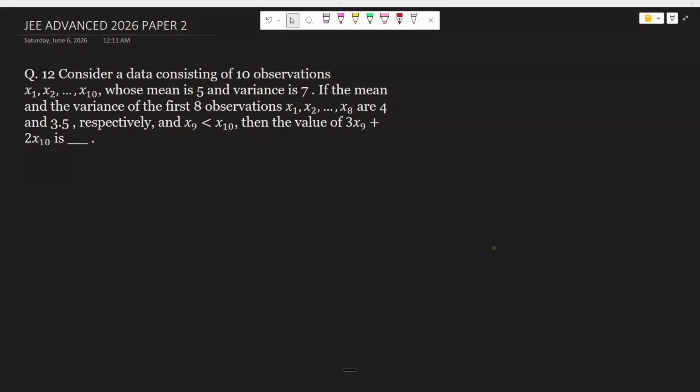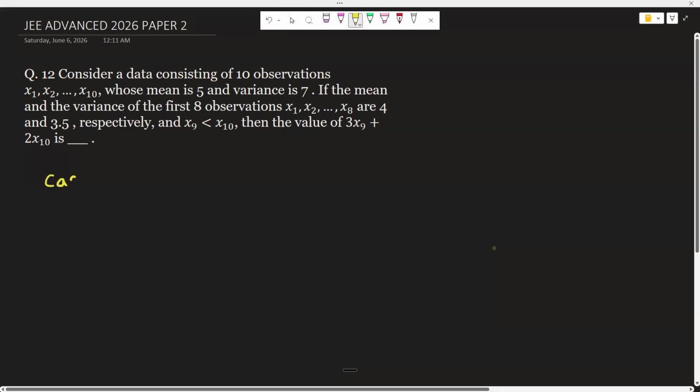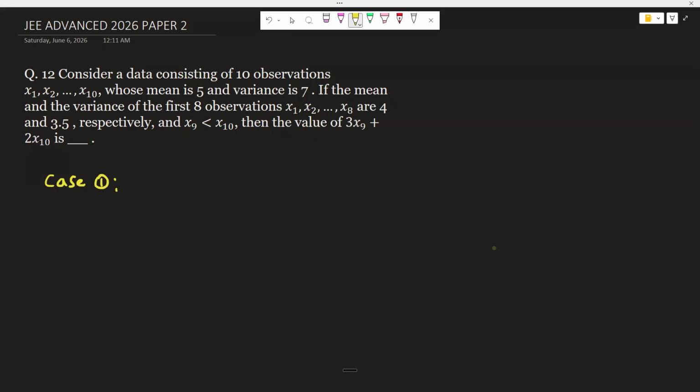So overall, we understood that there are two different scenarios mentioned. The first scenario is case number 1 and the second scenario is case number 2. So case number 1: the mean mu, or you can also write x bar, is sigma i equal to 1 to 10 xi divided by 10, equal to how much? They clearly mentioned that it is 5.